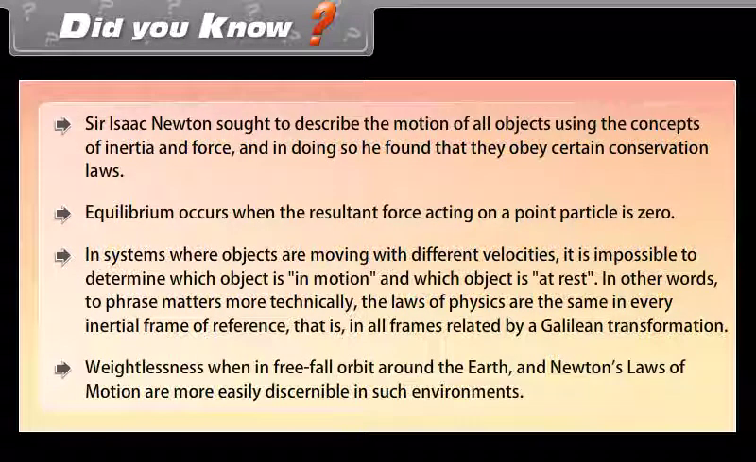Weightlessness occurs in free-fall orbit around the Earth, and Newton's laws of motion are more easily discernible in such environments.